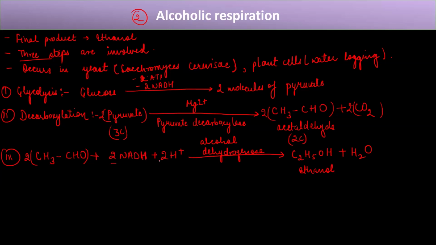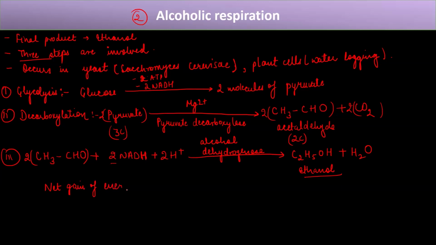Okay. So this is the complete reaction in the case of alcoholic respiration that involves 3 steps, where first glucose is getting converted into pyruvate. The pyruvate then ultimately gets converted into acetaldehyde, and then this acetaldehyde gets converted into ethanol. Now, the final product is ethanol that we can see. Now, let's talk about the net gain of energy.